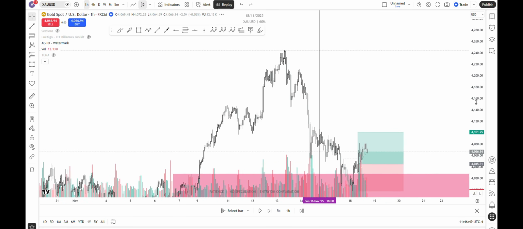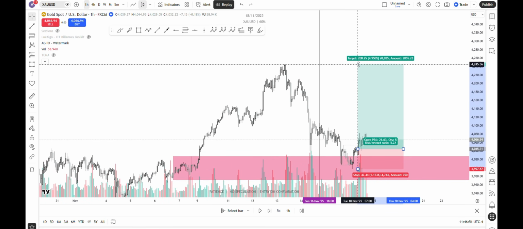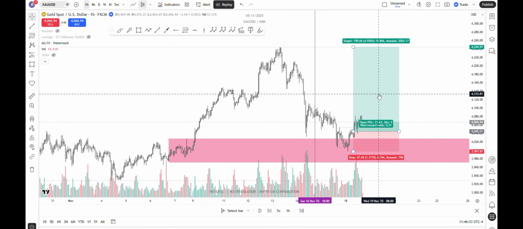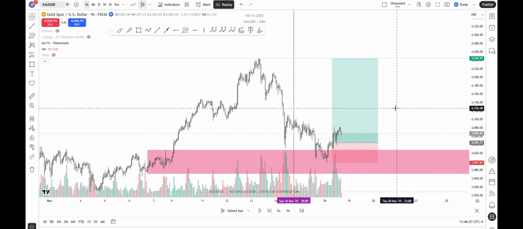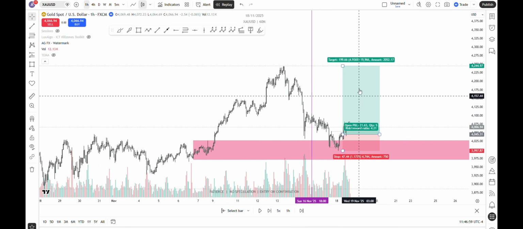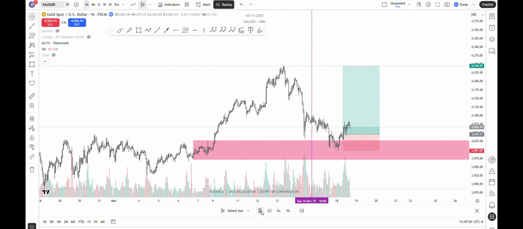So we can take our entry from the order block, stop loss will go below the low, and our target will be the last high, right? So this will be our liquidity. So this will be our trade setup, which is going to give us 1:4.2. So that's a good risk to reward, so we can take this setup. So let's see how it plays out.